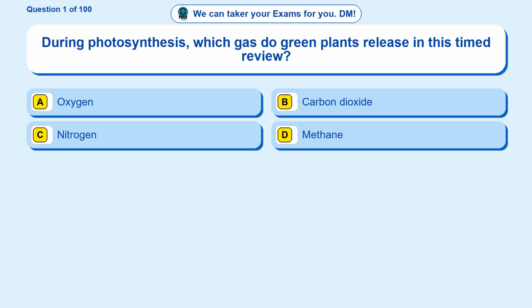Question 1. During photosynthesis, which gas do green plants release in this timed review? Option A, oxygen. Option B, carbon dioxide. Option C, nitrogen. Option D, methane. The correct answer is option A. Oxygen.